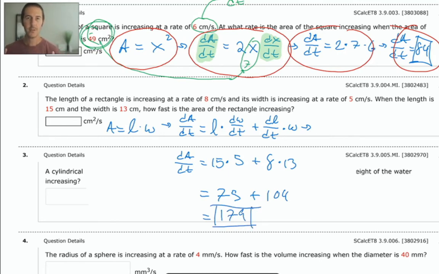So when the rectangle is at a certain size and the two different side lengths are increasing at their respective rates of increase, the area of the rectangle will be increasing at this particular rate.